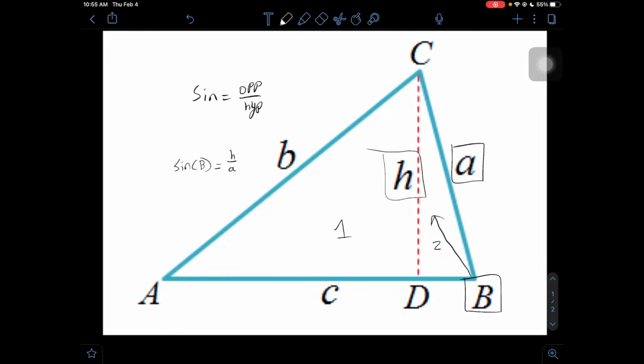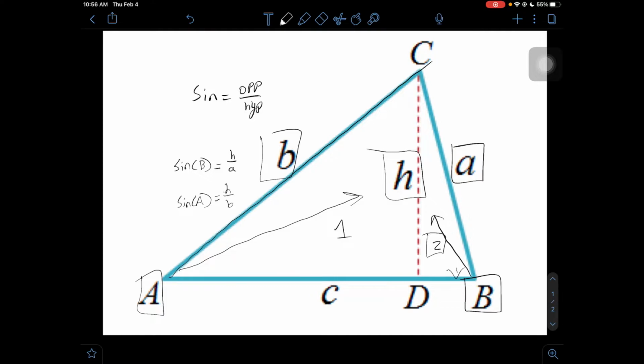Now that we have found the sine of angle B in triangle 2, we should look at the sine for angle A in triangle 1. Again, sine is opposite over hypotenuse, and opposite of A is h, and the hypotenuse, the longest side, is b. So we have sine of uppercase A equals opposite, which is h, over our hypotenuse, which is b. So sine of A equals h over b.